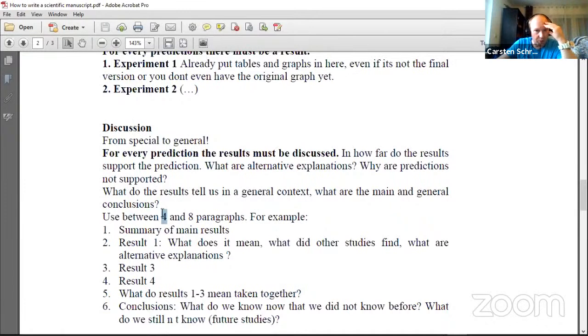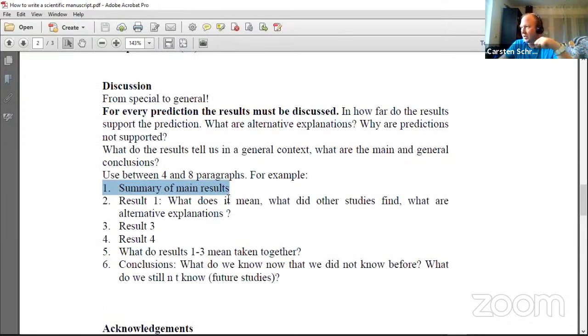It normally uses between 4 and 8 paragraphs, and the first paragraph is a summary of the main results, not everything, but the main results, what you found, and also with implications, what it means. So don't just repeat the results, but also give some meaning to it, some discussion. And then you would have one paragraph discussing the results from prediction 1, then the next paragraph discussing the results of prediction 2, and so on. And then normally there is a paragraph that is combining this and says what it more generally means.